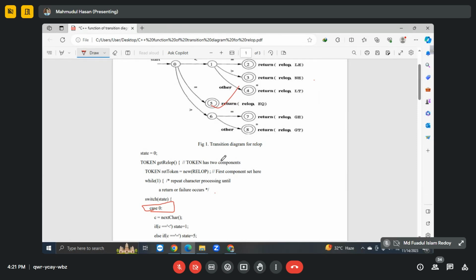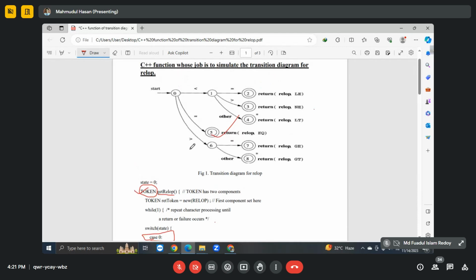So this is the function name, and the function name is get reload, and this is the return type, and the return type is token, and token has two components. The first one is token name, and the second one is attribute value.